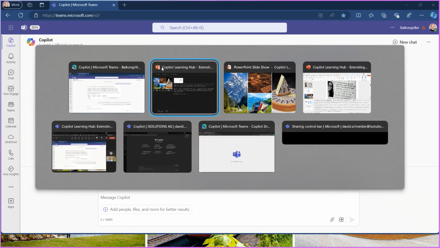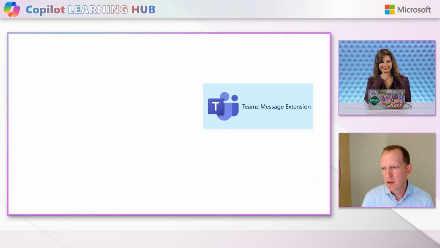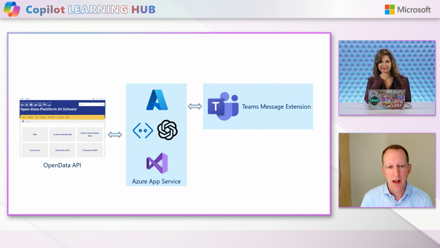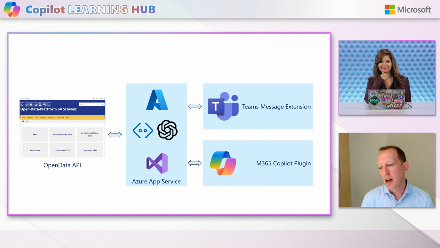And how we built that is pretty simple. It's just a Teams message extension. This is something that we already know for many years in Teams. This Teams message extension calls an Azure backend, and this Azure backend again calls an open data API that provides the journey information. And the same message extension can be called by the Copilot plugin.